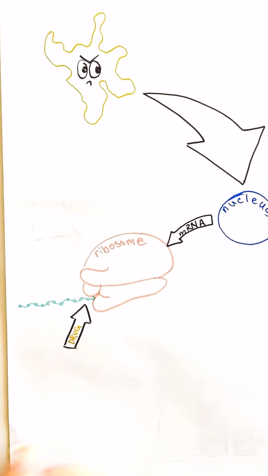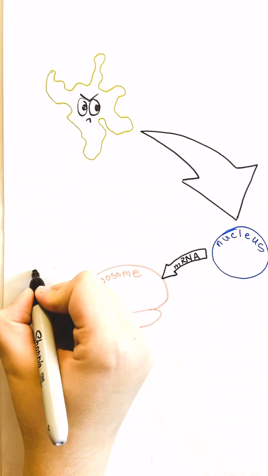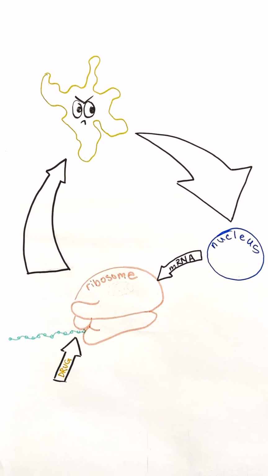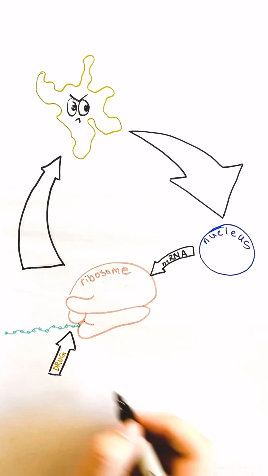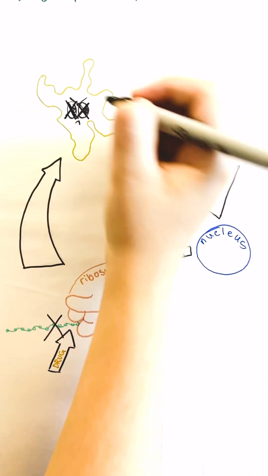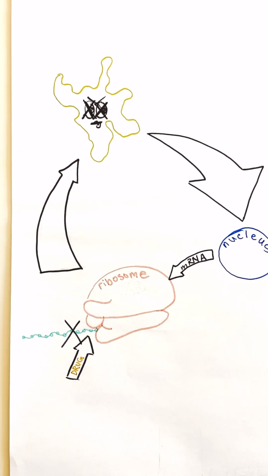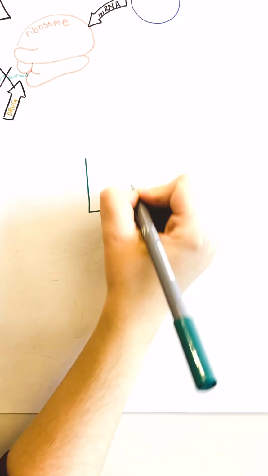So the drug interferes with this reading of the mRNA. And so when these messed up proteins that weren't read correctly and weren't made correctly go back to the cell, they kill the cell because the cell doesn't have the proteins that it needs to survive.